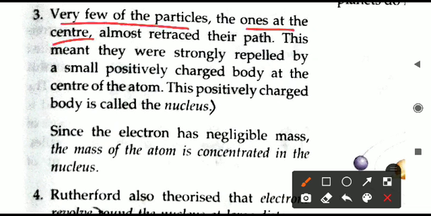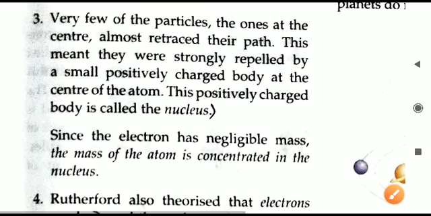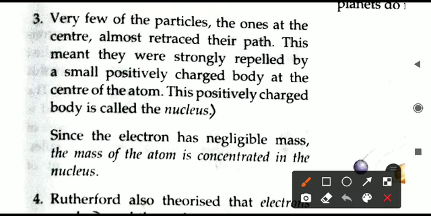The third observation: very few particles, especially the particles which moved in the center of the atom, just retraced their path. They went straight and came back on the same path. They did not change their direction, they could not move further. They struck a particular surface and then came back. This observation shows that the particles moving in the center of the atom were strongly repelled by a small body in the center of the atom.